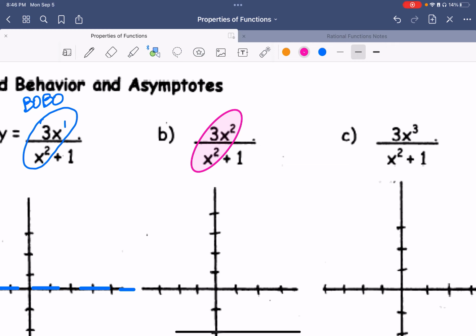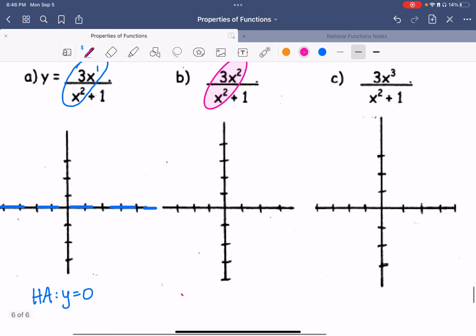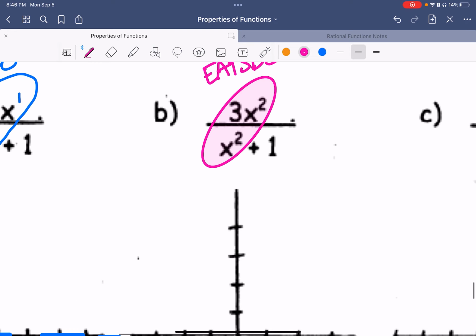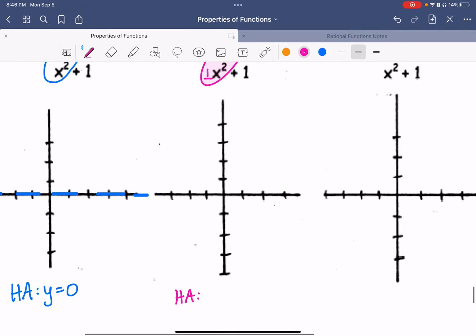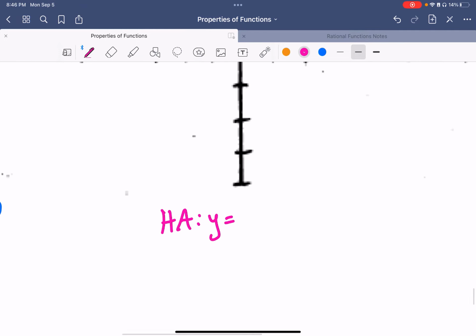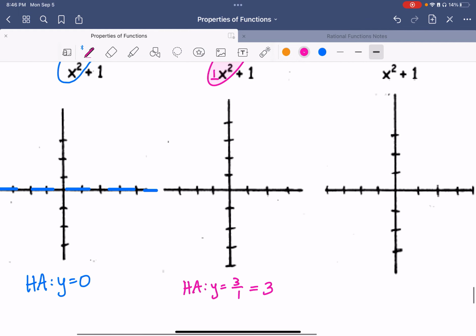Okay. Moving on to the next one, I'm going to compare only the exponents. The power of 2 is the same on the top and on the bottom, so this one will be a case of EATS DC. So if the exponents are the same, you have to divide the coefficients. The coefficient is the number in front of the variable. In front of the numerator variable, we have 3. In front of the other one, an imaginary 1. So y equals 3 divided by 1, which simplifies to 3. Okay, so there's a horizontal asymptote at y equals 3.